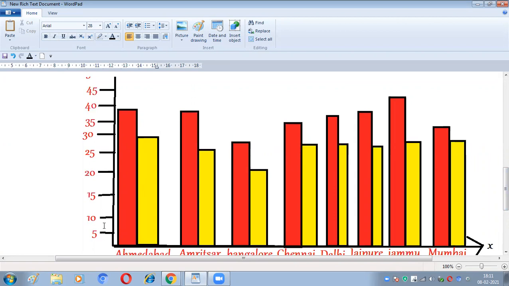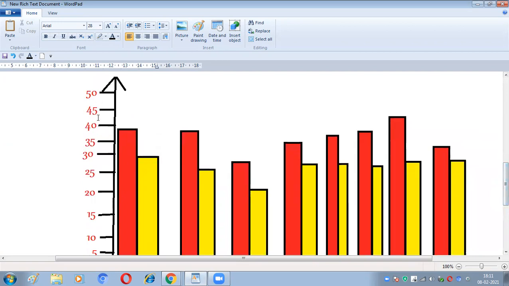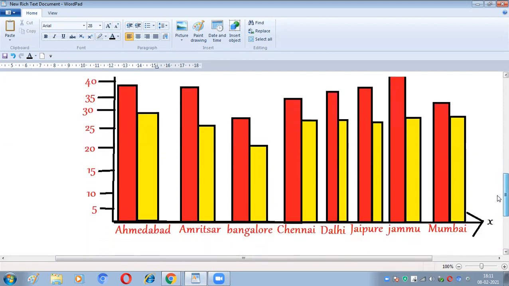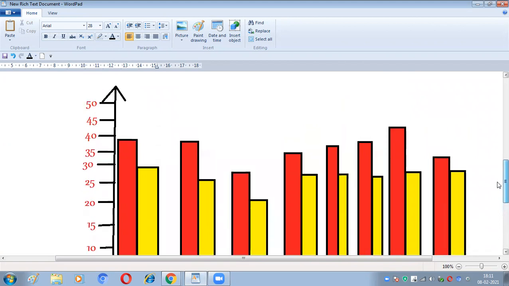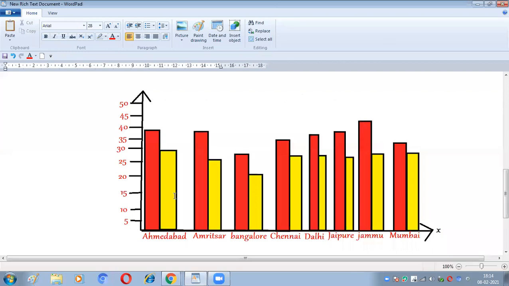Here I have taken gaps of 5 degrees Celsius. Just see here, this is 50, 45, 40, 35, 30, 25, 20, 15, 10, and 5. So I'm starting from 50 and ending at 5. Please note it down. So friends, I hope you all have noted it down.